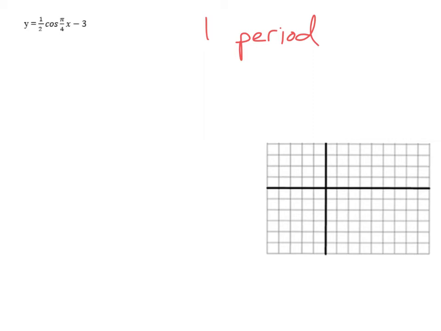All right, let's start with our profile. A is a half, okay? Kind of means vertically, as opposed to the last one where the graph kind of got stretched out, this one's going to kind of get squashed. I'll move on to period. That is 2 pi over b. B is pi over 4. So this one is definitely changed.